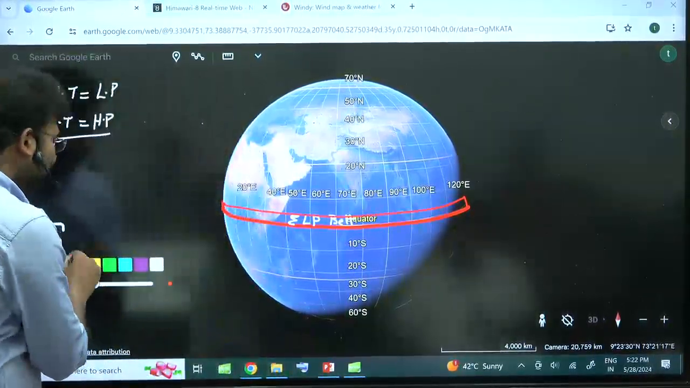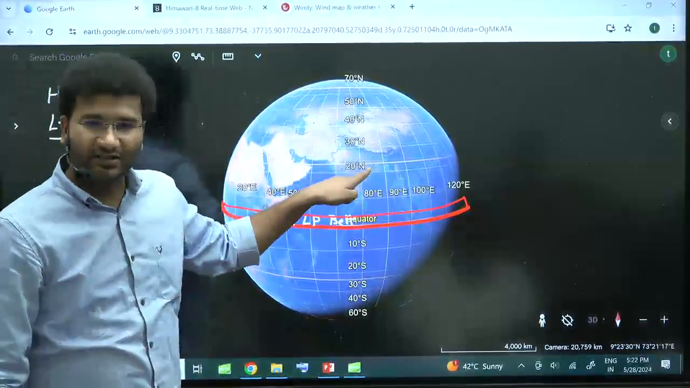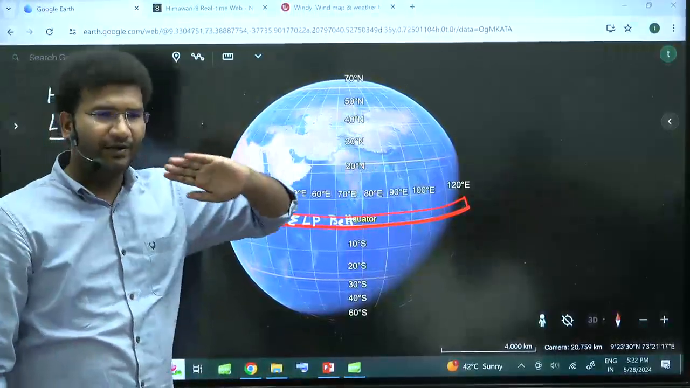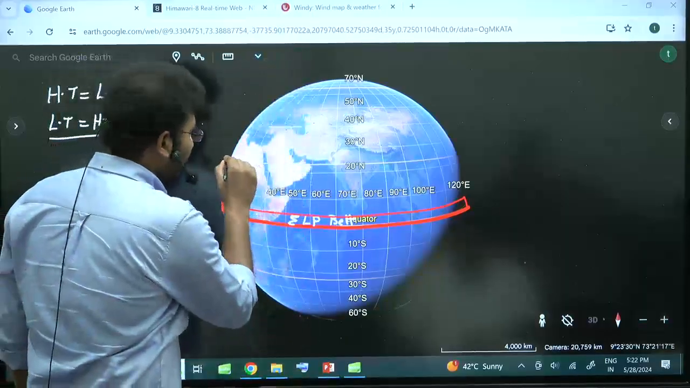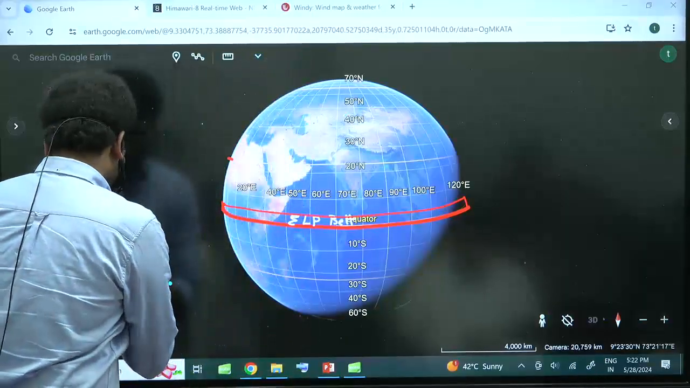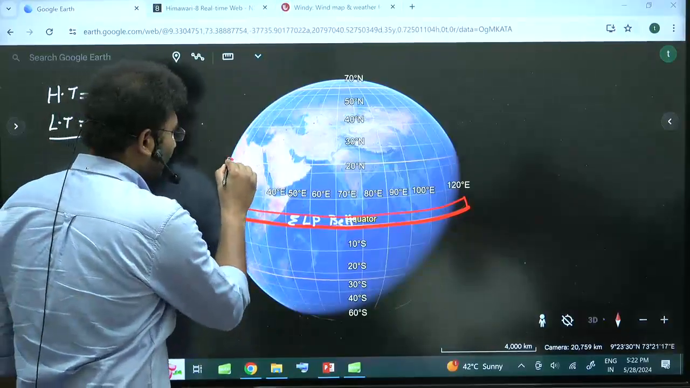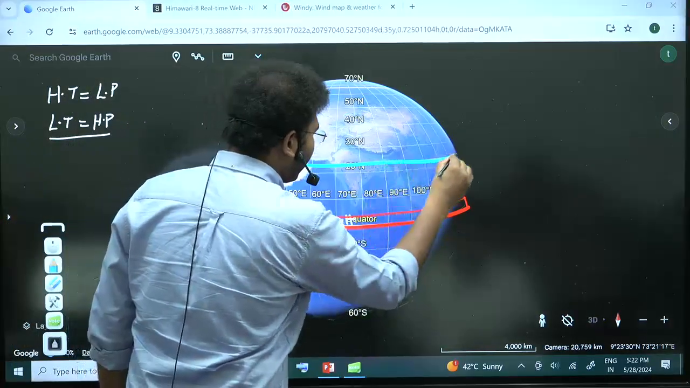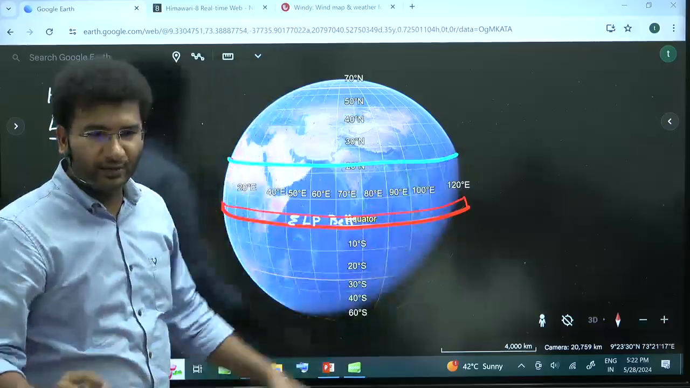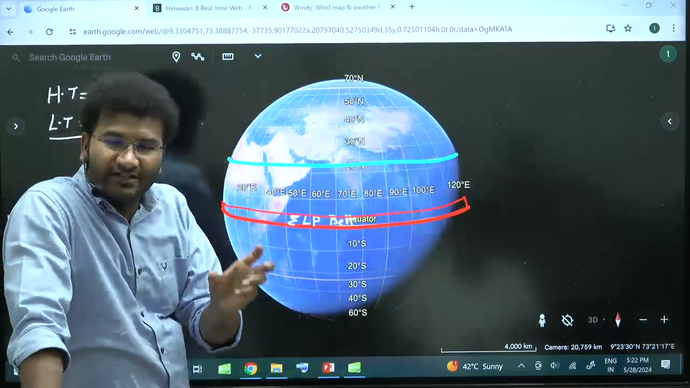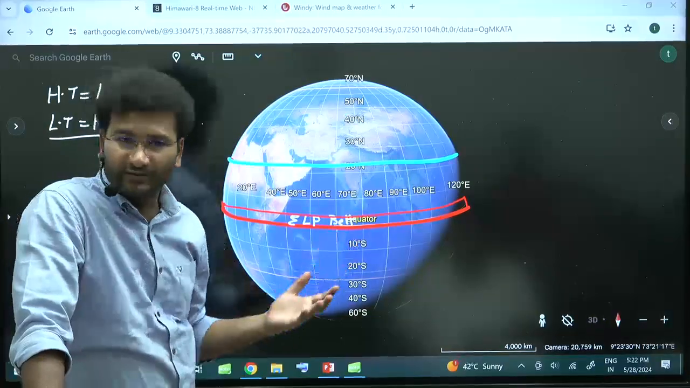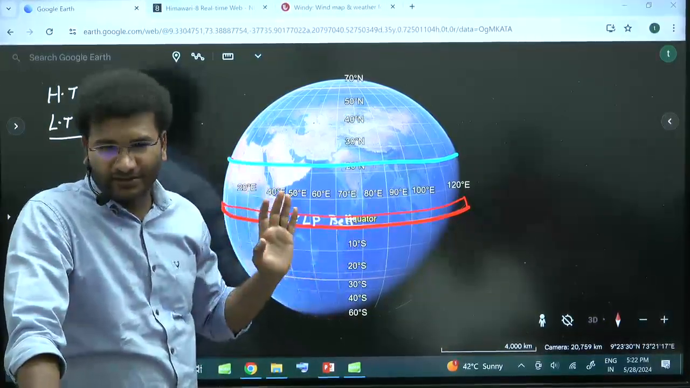The next pressure belt which you will find is at the tropics or the subtropics. Subtropics means between 20 degrees latitude to 30 degrees north latitude. And this is the place where you will find another pressure belt. See, as compared to the equator, will you have high pressure? As compared to the equator, will you have low temperature or high temperature if average temperatures are taken all throughout the year? Low temperature. What did I say?